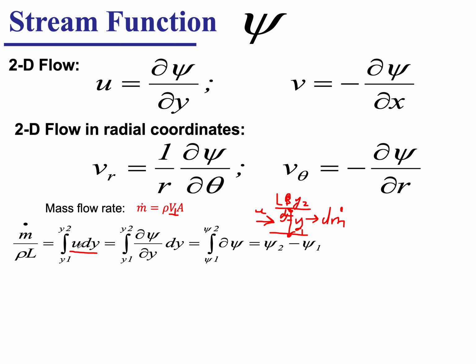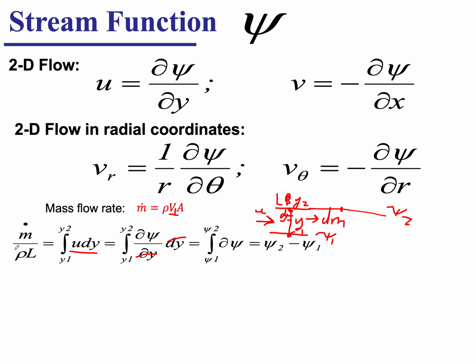Let's substitute for u with d psi dy. And so when you do d psi dy times dy, the dy's go away, and you now integrate from y1 to y2 of d psi. So it'll be the value of the stream function at y1, which is psi 1, and the value of the stream function at y2, which is psi 2.